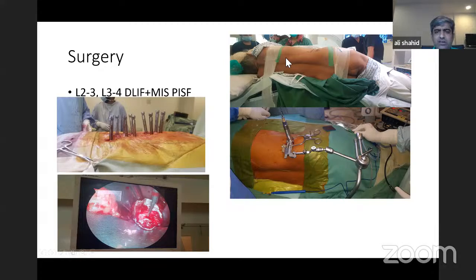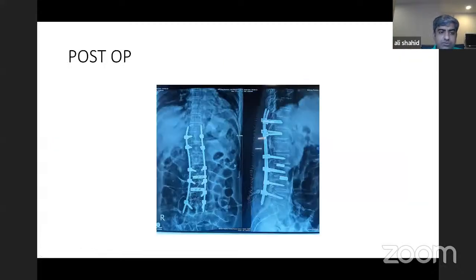This has already been discussed in OLIF, but this is the DLIF. You put the patient in lateral prone position, you put the tubes, then you go through the psoas and you open up the entire disc. I had the pictures of all of the procedure, but I was asked to keep it to 5, 6, 7 slides. I just wanted to pop up in the minds of participants. So this is the post-op outcome.